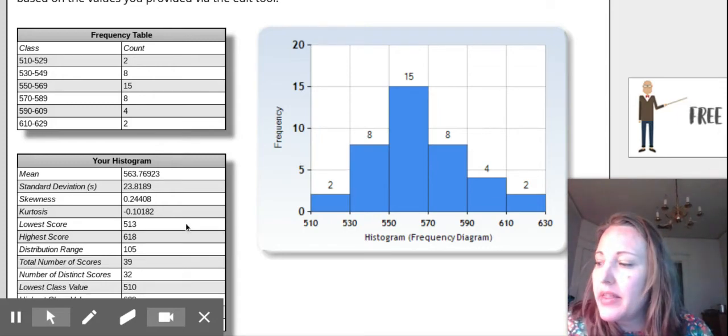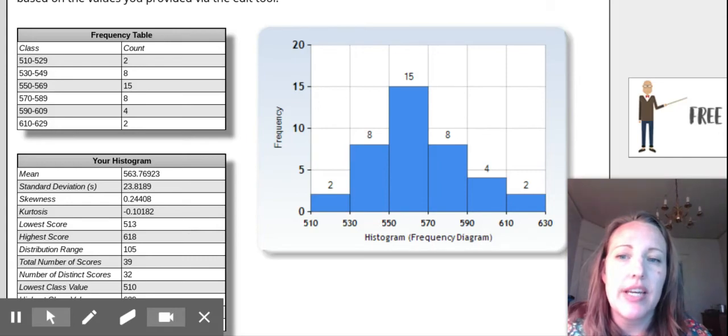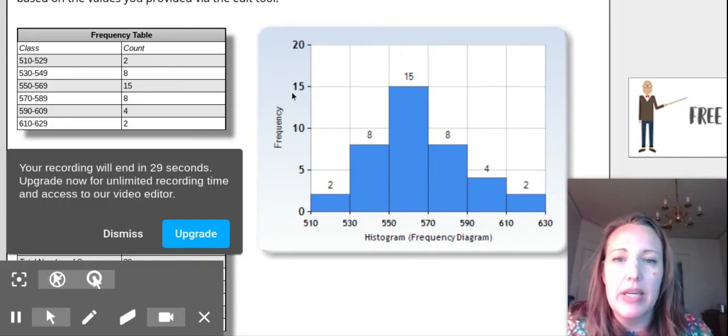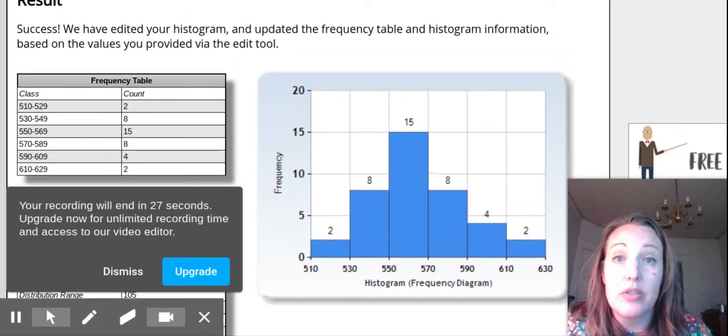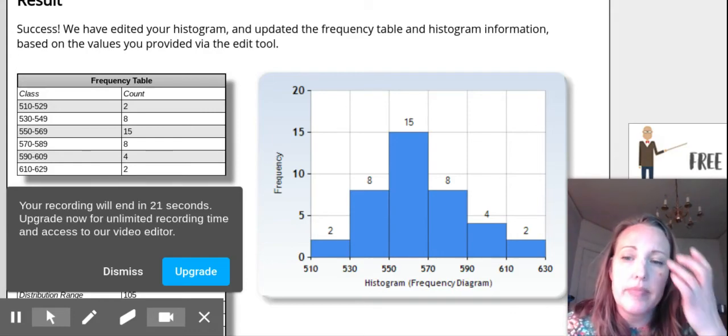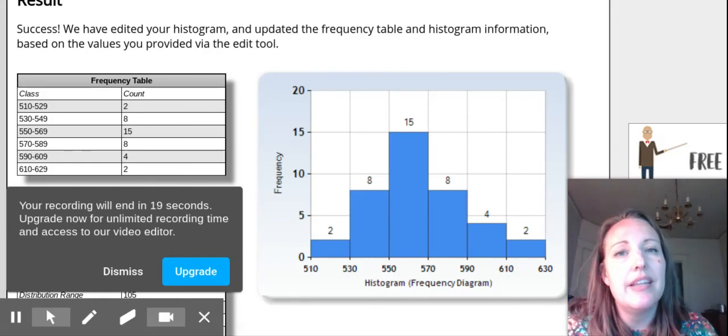Okay, I think we've answered all of our questions. I hope you're giving this a try, making these histograms using technology, because this is how you need to be able to do this in the future. Doing them by hand is really not feasible, and it makes analyzing the data much more tedious.